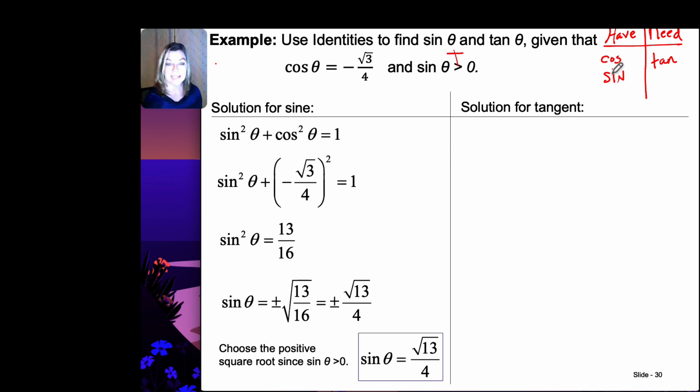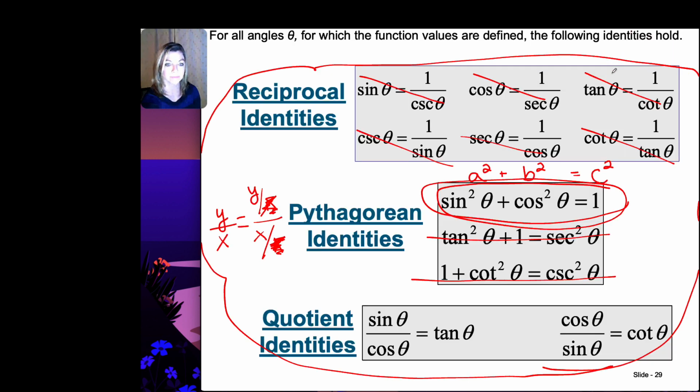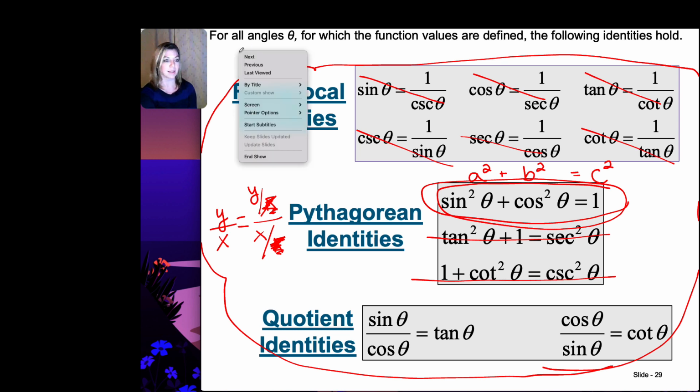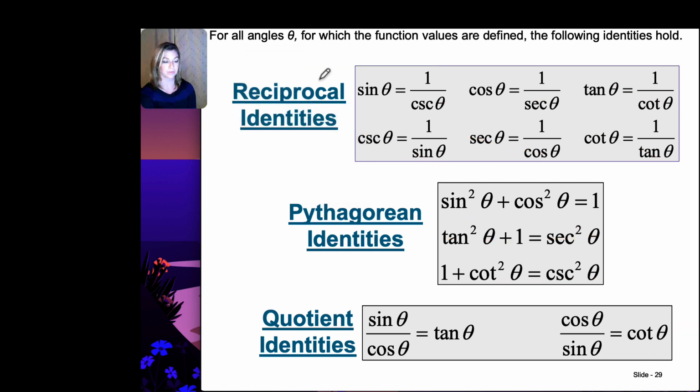Okay, back to the identity slide. And I'm going to start erasing this annotation. I want you guys to look for an identity that will help us with the second part of that question. Did you pick one yet? All right, if you picked the quotient identity, sine of theta over cosine of theta equals tangent of theta, good choice. Let's just go through and check.